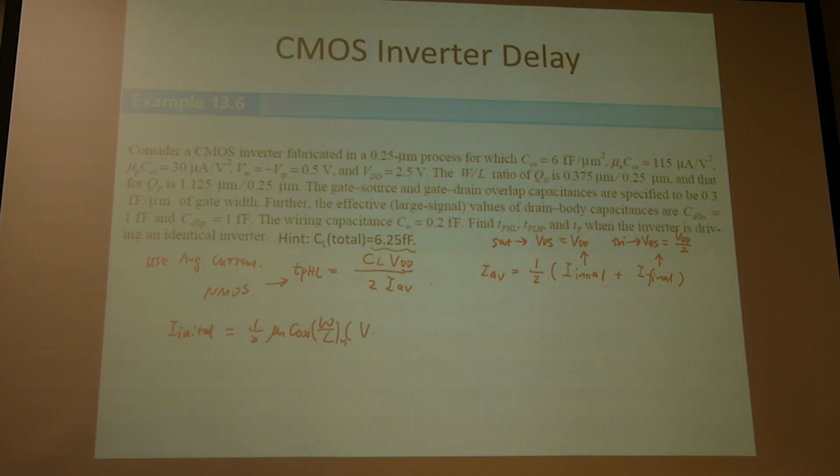So you will have VGS is VDD, minus VTN, squared. So this is the saturation current. And you can plug in all the parameters here. You'll get 800 microamp.